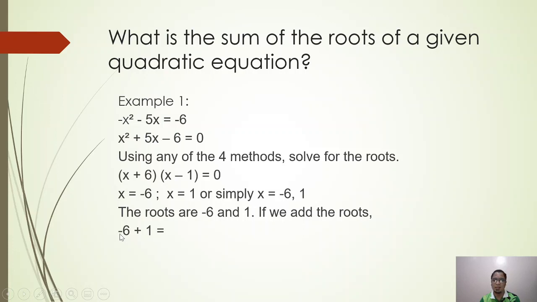So in this case, negative 6 plus 1, dahil magkaiba, we subtract the absolute value. So 6 at saka 1, subtract 5. Paano malalaman yung sagot na sign? Ano mas malaki? Yung 6 o yung 1? So yung 6, kunin mo yung sign ng 6. Ano yung sign? Negative 5. So this will be your answer para sa sum ng roots.